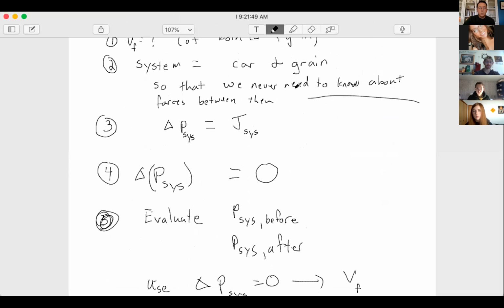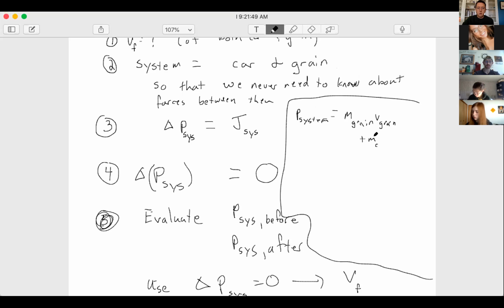And the idea is going to be that the momentum of the system, because the system is both the grain and the train, is going to be the mass of the grain times the velocity of the grain plus the mass of the car times the velocity of the car.